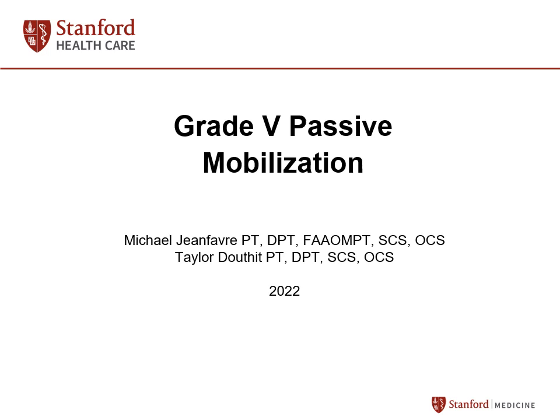Okay, this is part 3 of 4 of the same presentation of grade 5 passive mobilization of the spine. Here we'll talk about the general principles as well as the self-reflective process to allow for continued improvement of this psychomotor skill.